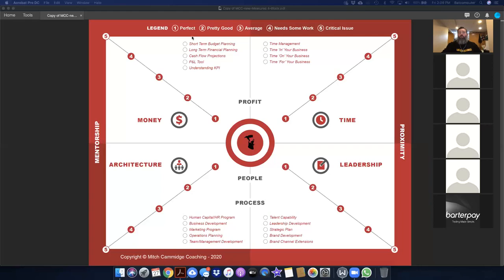And then in each one of these quadrants, there are the different components. So in the money, we have short-term budgeting, long-term financial planning, cash flow projections, profit and loss or the P&L tool, the accounting and bookkeeping cycle, understanding KPIs, key performance indicators, the financial dashboard of the business. Now, for the money component, quadrant, or cornerstone of a business to make sense and to work very well, you must have these 5 pieces to function and function very well.